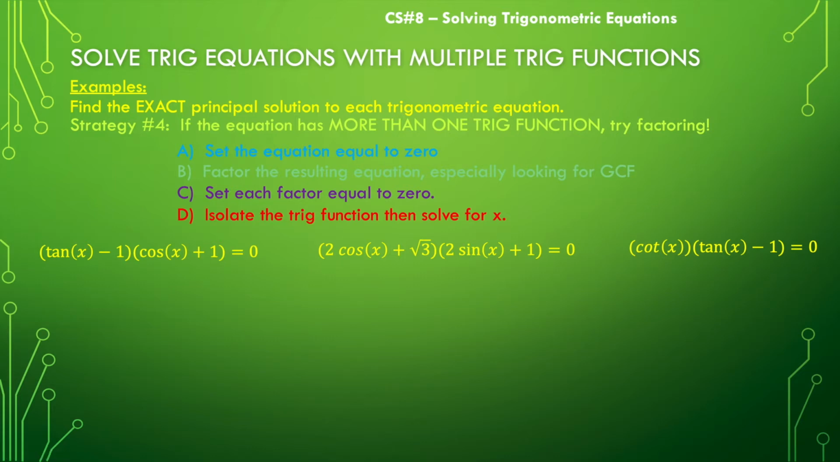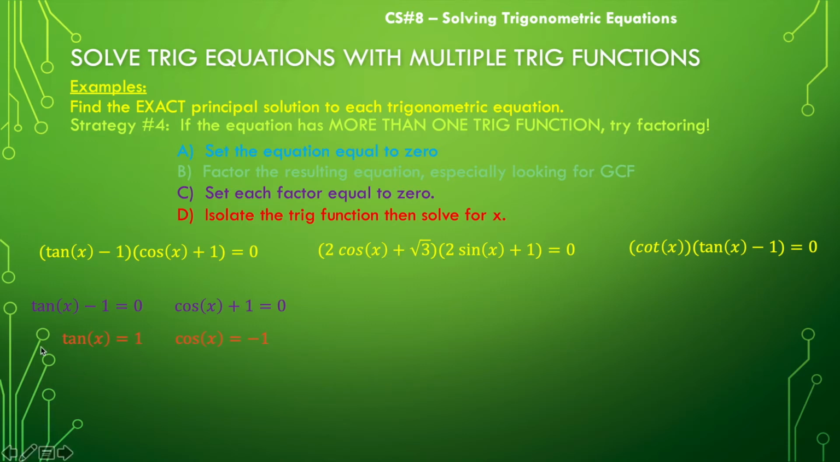Okay, so since they're already factored, we're going to set each of these factors equal to 0. So I have a factor tangent of x minus 1 times cosine of x plus 1 is equal to 0. So I'm just going to set each of those equal to 0 and then isolate the trig function. So move this negative 1 to the right-hand side here, move this positive 1 to the right-hand side here. So we would end up with the tangent of x is equal to 1 and the cosine of x is equal to negative 1. So now we can use our knowledge of the unit circle to answer these questions.